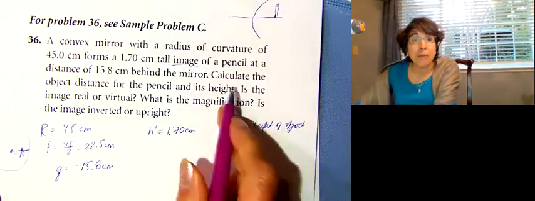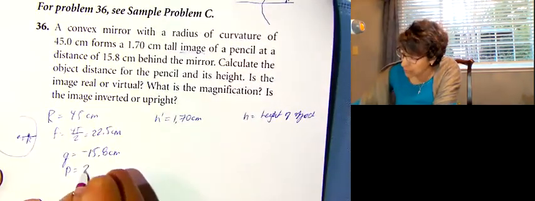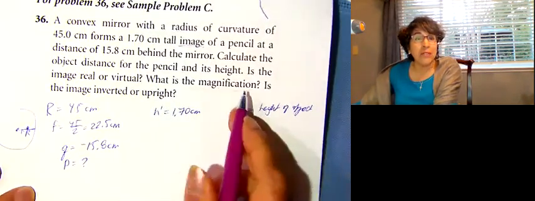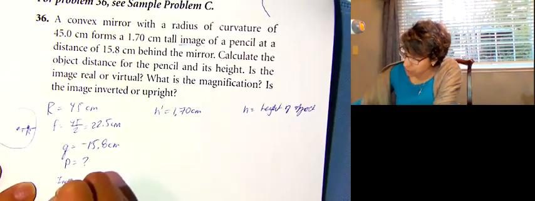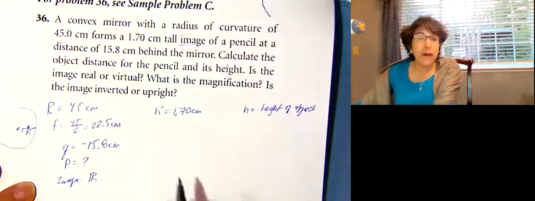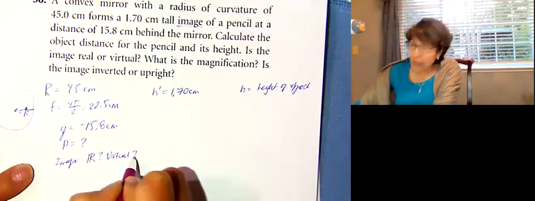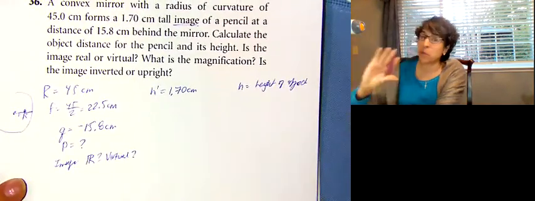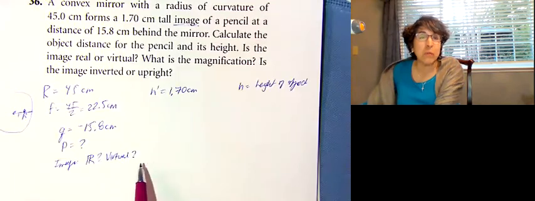They want to know the object distance. Okay, so in this case, they want to know what is P. What exactly is P? All right, and they want to know if the image is real or is it virtual? Remember, when you look at yourself in the mirror, that's a virtual image. So if I were to put a piece of paper there or something, I couldn't project that image onto anything. So that would be virtual.